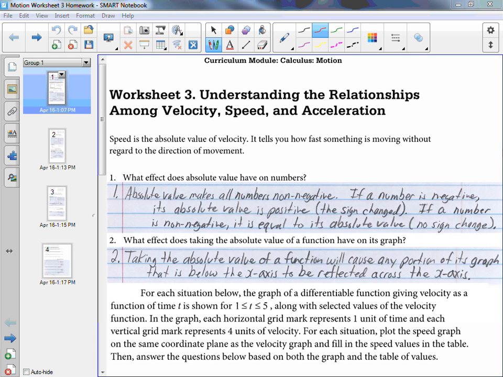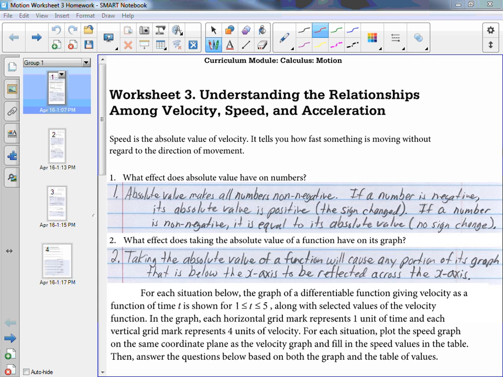Let's take a look at worksheet 3. I'll help you get started on this one. All right, understand the relationships among velocity, speed, and acceleration. Now, that last worksheet, we worked quite a bit with the relationship between velocity and acceleration. But we need to work speed into the mix.